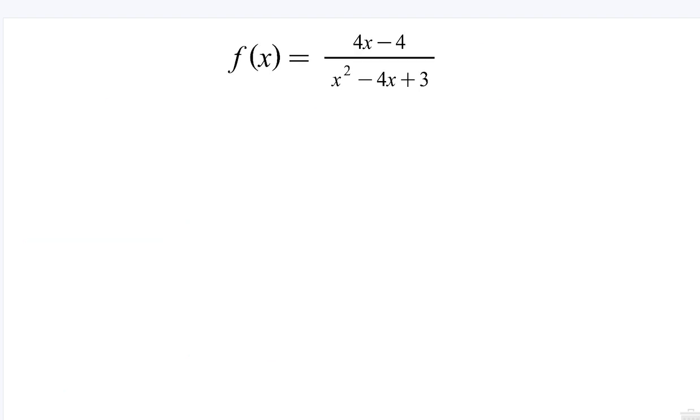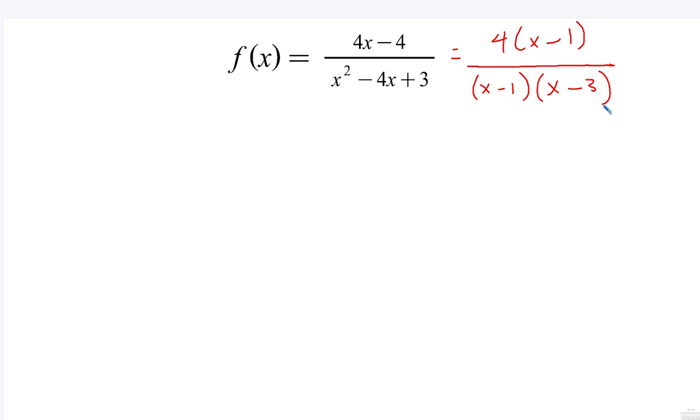All right, here is our last one for today. So we're going to look at the limits at the asymptotes here. So first we have to find the asymptotes. I'm going to factor out that 4 in the numerator just to see that x minus 1. And then potentially that may cancel out with something in my denominator. So we got to factor that denominator. If I factor out that denominator, I end up with x minus 1 times x minus 3.